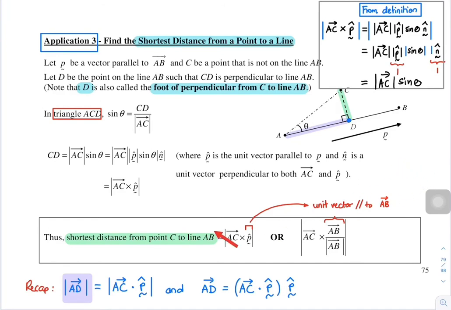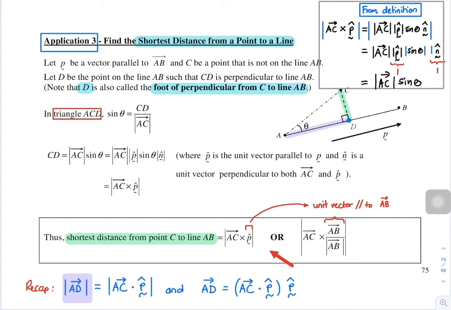In summary, the shortest distance from the point C to the line AB is given by the modulus of the vector AC crossed with the unit vector parallel to AB. In this case, the unit vector parallel to AB is actually the unit vector of the vector P over here, so P hat.